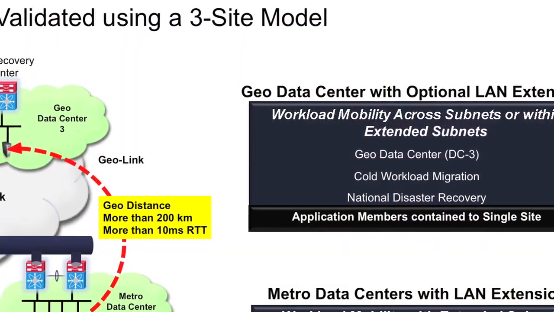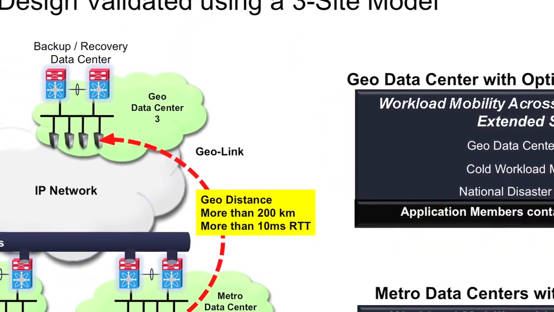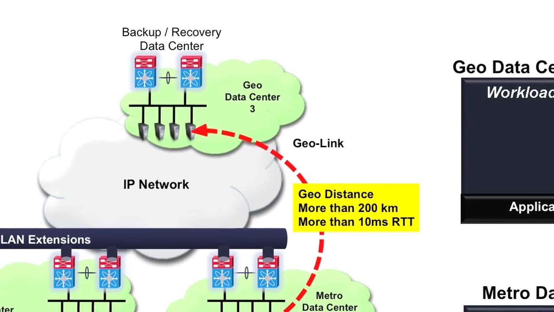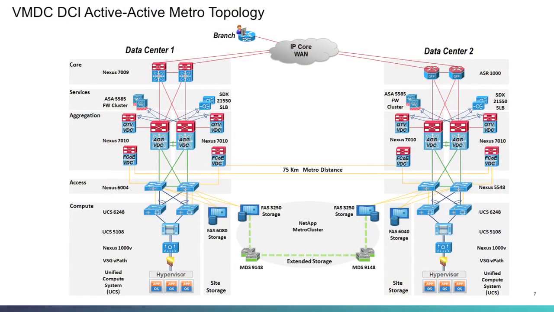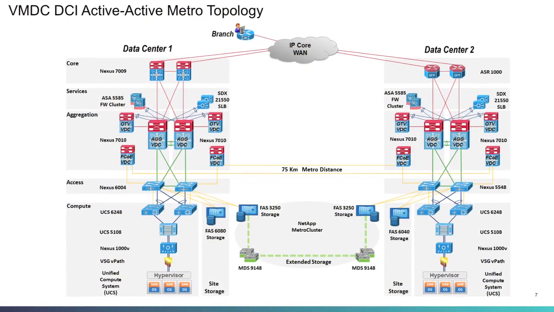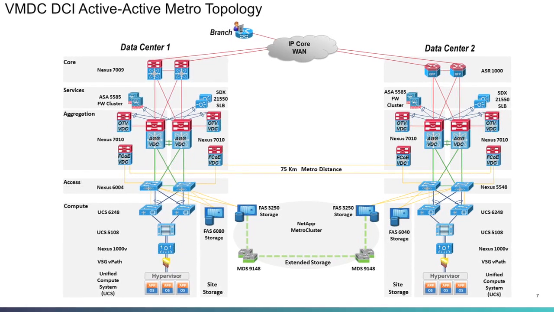That's right. The geo-distant data center is more of a backup or recovery data center. If we lose a metropolitan area, we need to cut over to that third data center for disaster recovery or cold workload migrations. Right. Okay? So that's what we have from a validation standpoint. As you can see in this slide, this is a typical topology for our active metro data center.